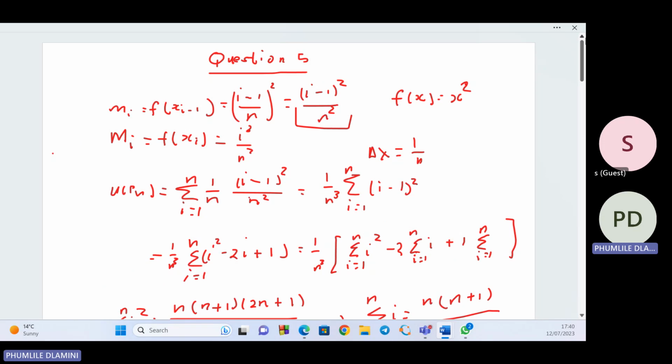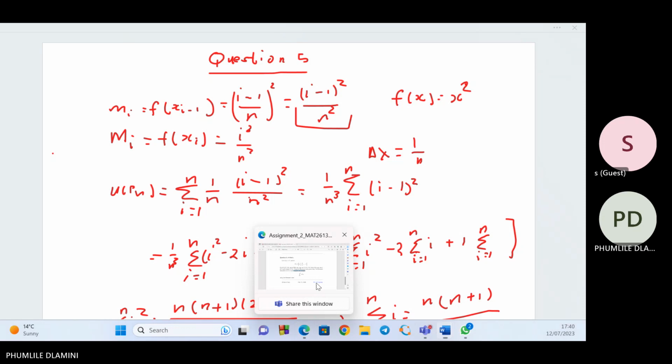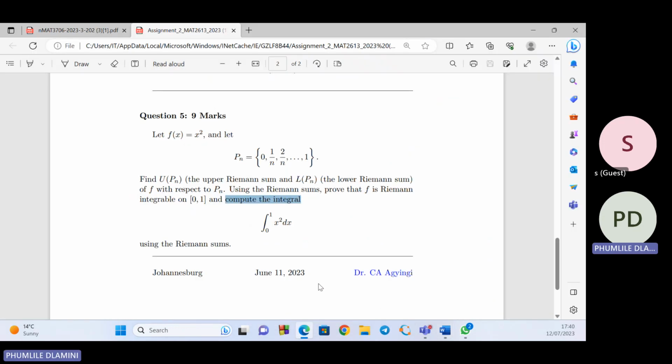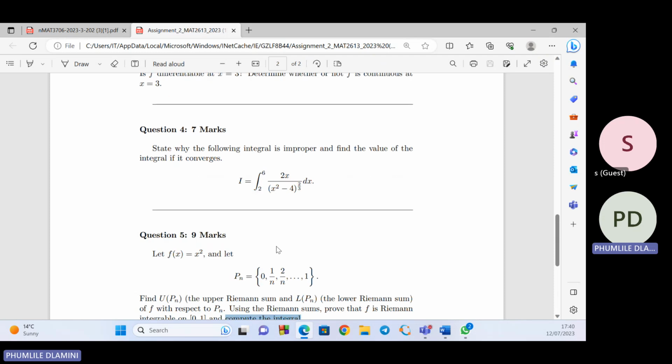So when it comes to question number 4, I try to check it. So I'm gonna discuss it with you. We're still gonna have a class tomorrow. There is something that I want to check properly before we go with this question. The question states: why the following integral is improper, and find the value of the integral if it converges.